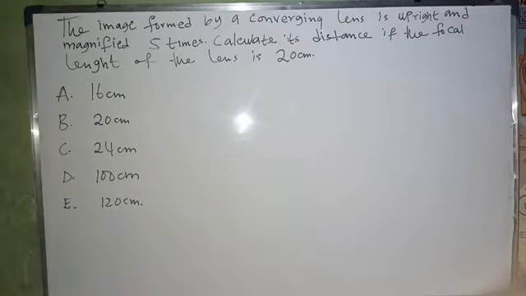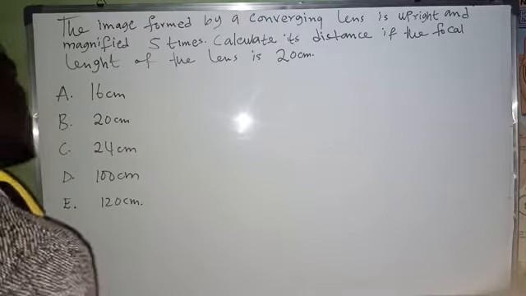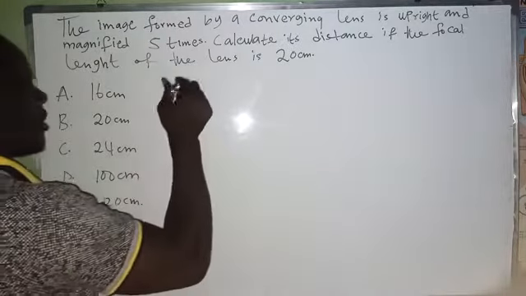In this video, we will be looking at question number 25, NECO 2021. And the question goes this way: the image formed by a converging lens is upright and magnified 5 times. Calculate its distance if the focal length of the lens is 20 centimeters. We are going to use the mirror formula, the lens formula.